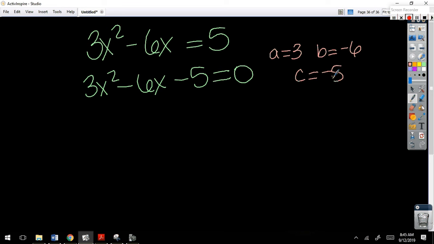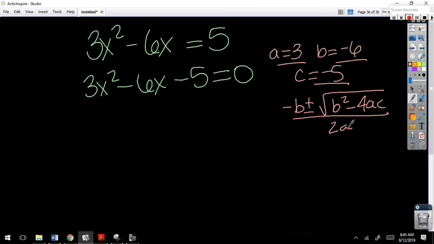Now remember, plug and chug. We are just replacing variables with values, and here's the values we're replacing them with. I'm going to write the little formula here for you so you can see. Opposite b, plus or minus the square root of b squared minus 4ac, all over 2a. And this equals x. This is solving for x. It's telling me where it crosses the x-axis. It's giving me the solutions. Am I going too fast? Tell me when you're caught up with me.